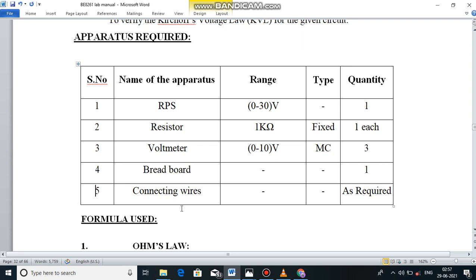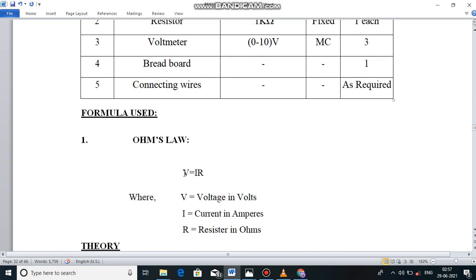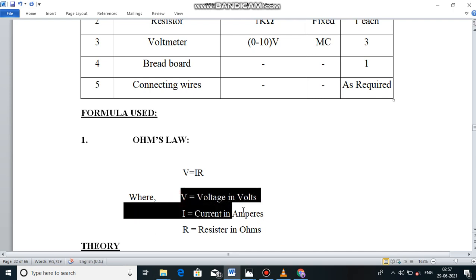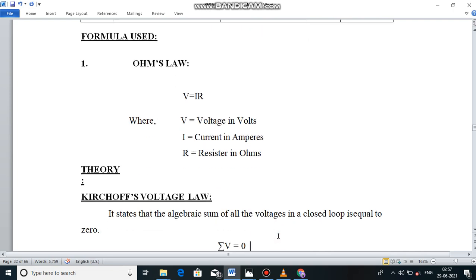The formula that we are going to use for this experiment is V equals I into R, which is the Ohm's law formula. We know that V is the voltage in volts, I is the current in amperes, and R is the resistor, that is, the value of the resistor which is being connected in the circuit.